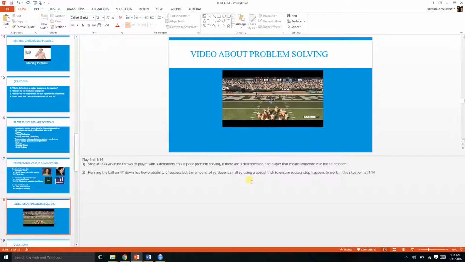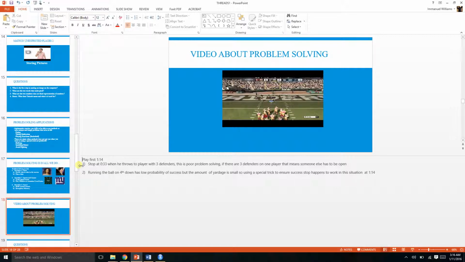They had only a short amount of yardage, so they had to run the ball on fourth down, which led them to the first down. So this is a good example of problem solving. Again, you had to play the first minute and 14 seconds.